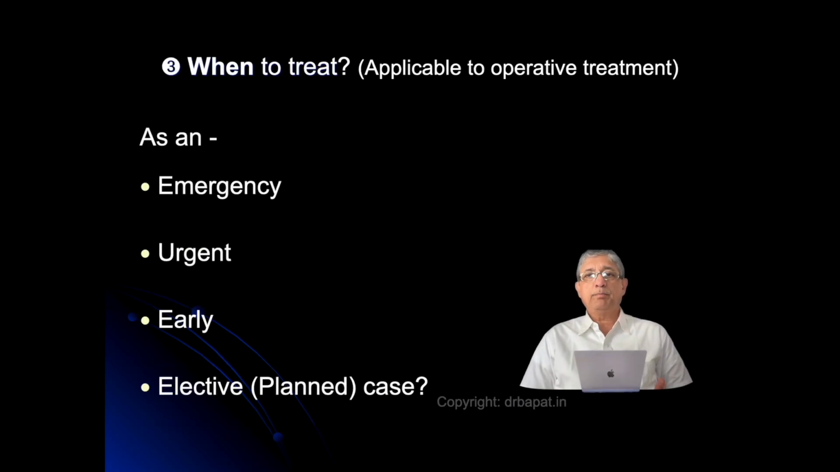Do you operate on the patient as an emergency case, urgent case, early case, or an elective case? Please note, there is a difference between emergency and urgent. Emergency means you got to operate within minutes. Diagnosis is made essentially clinically. A quick ultrasound scan may be done while resuscitation is underway, and then the patient goes straight to the operation theatre. Patient will not survive if you waste time on thorough elaborate investigation.